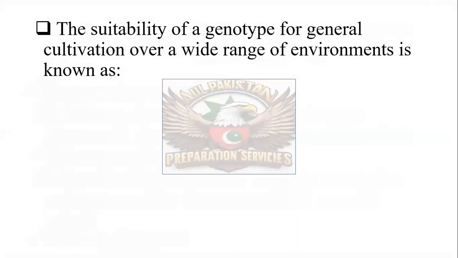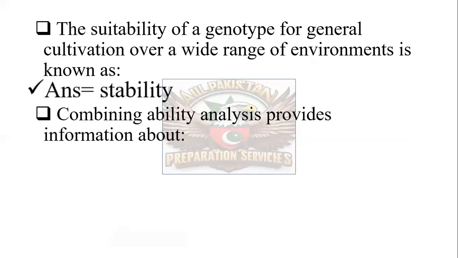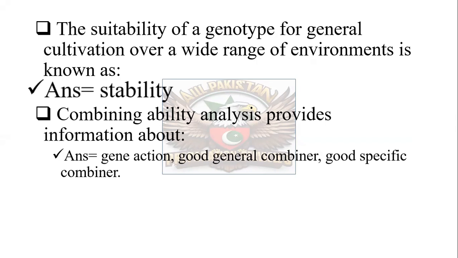Next question. The suitability of a genotype for general cultivation over a wide range of environments is known as stability. Combining ability analysis provides information about gene action, general combining ability and specific combining ability. All these three factors are used during the combining ability analysis.